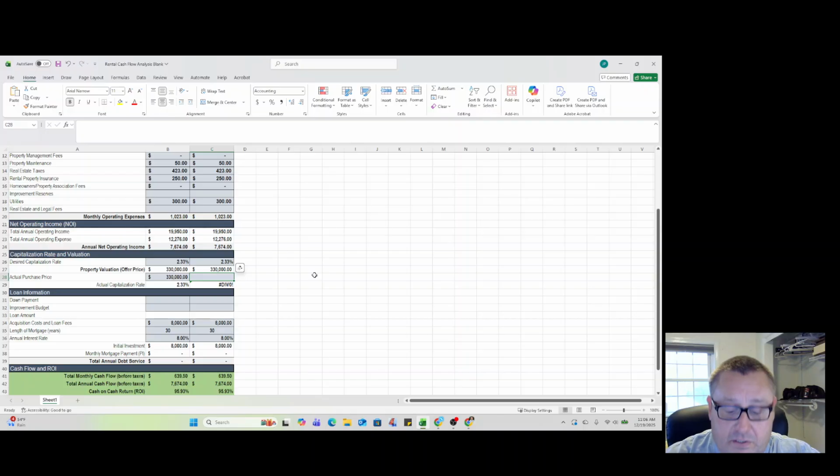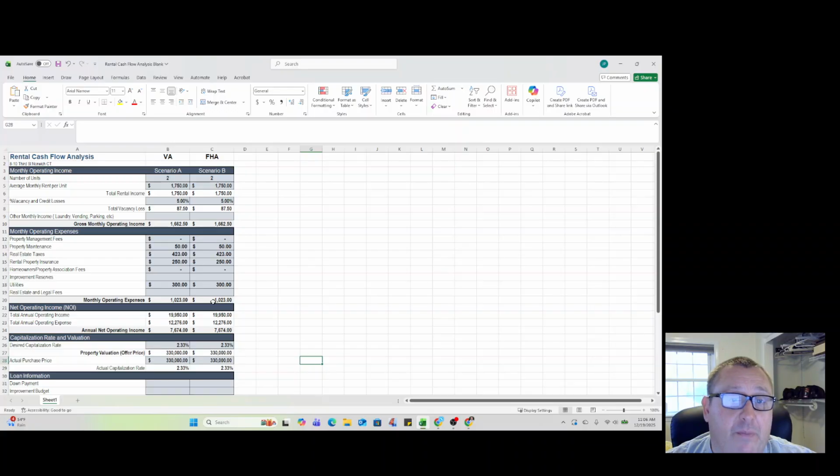So this is where also you could say, all right, my offer price was this, but the actual valuation was this. So this would be like if you had an appraisal done and they appraised for 350, but you only paid 330. So you basically have that $20,000 built-in equity. Again, this is a very simple sheet. There's not a lot to it.